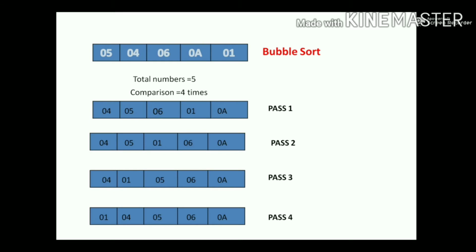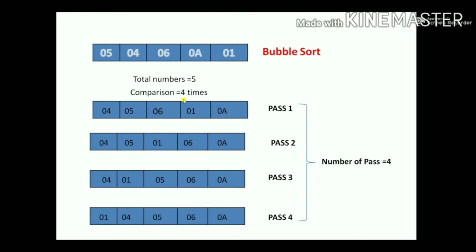Now in this pass, if you see, our data is arranged. Our data is already sorted. Means how many passes we require to arrange the data? 4 passes. So students, one thing you need to understand: when there are 5 numbers of data, we need to have 4 passes. So total number of passes is 4, and total number of comparisons is 4. So in each pass, we need to compare 4 times, and there are total 4 passes.